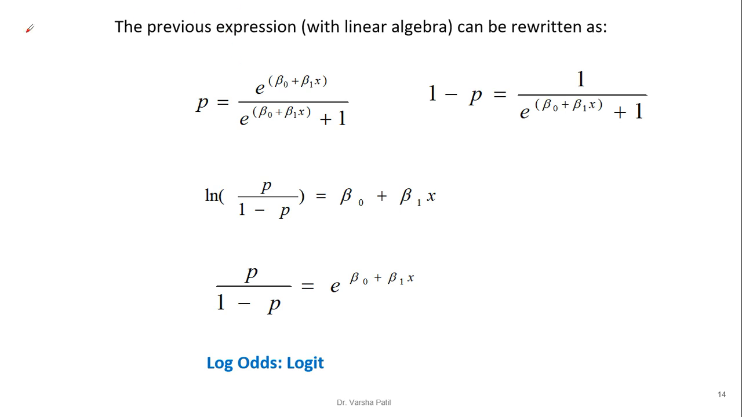Now here this p is nothing but the probability. So p and 1 minus p, and if we take p divided by 1 minus p, that is called the odds, and the log of p divided by 1 minus p is called the log of odds, or logit. So log of p divided by 1 minus p gives us simply beta 0 plus beta 1 x, and if we remove the log, then we get p divided by 1 minus p equal to e raised to beta 0 plus beta 1 x. As this is the log of odds, it is also called the logit function.